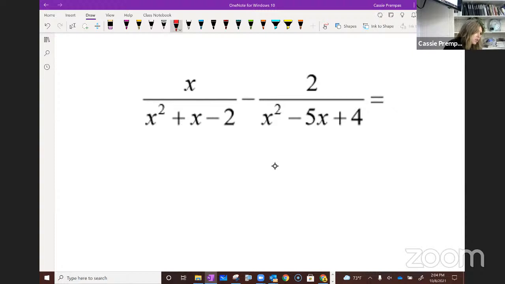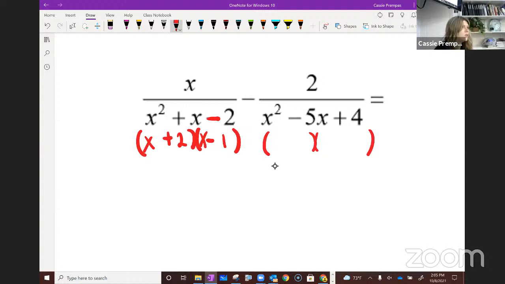Looking at this first fraction, in the denominator, the last term is negative. So am I going to have the same signs or different signs? Different. What times what gives me x squared? Good, x times x. And what times what would give me 2? 2 and 1. And I'd have a +2 and a -1. Okay, now turn to your partner, and the person who has the most going on this weekend, if you could factor the second denominator.